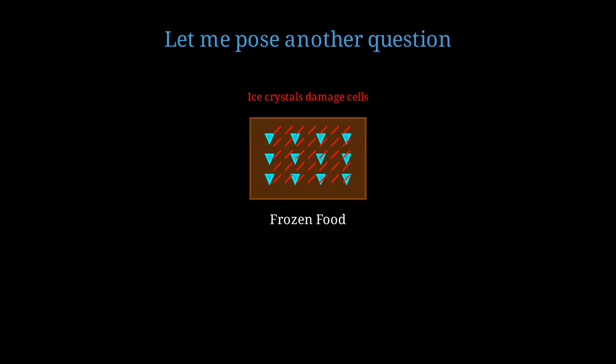Let me pose another question. Why do foods fried from frozen often turn out greasier than fresh foods? The answer relates to ice crystal damage. When food freezes, ice crystals form and expand, rupturing cell walls. This creates larger pores and channels in the structure. The damaged cellular structure has much higher permeability to both water and oil. Water escapes more rapidly, but oil can also penetrate more easily afterward.